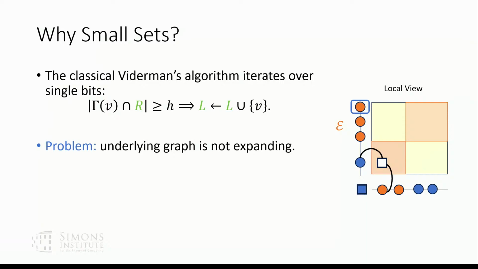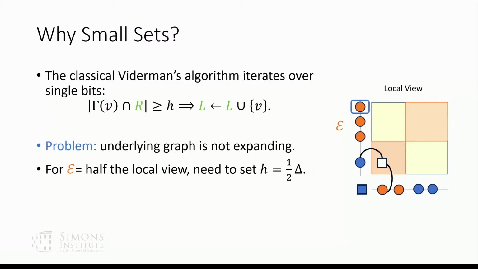So what happens here is that if we want to add this vertex, we have to set our threshold h to half. Else, this vertex would not seem to be suspicious. But if we set it to half, this is very low. We will not be able to bound L. So what might happen is that our set L is going to grow, and we might return something which just contains the entire set of qubits and is meaningless. So this doesn't work.